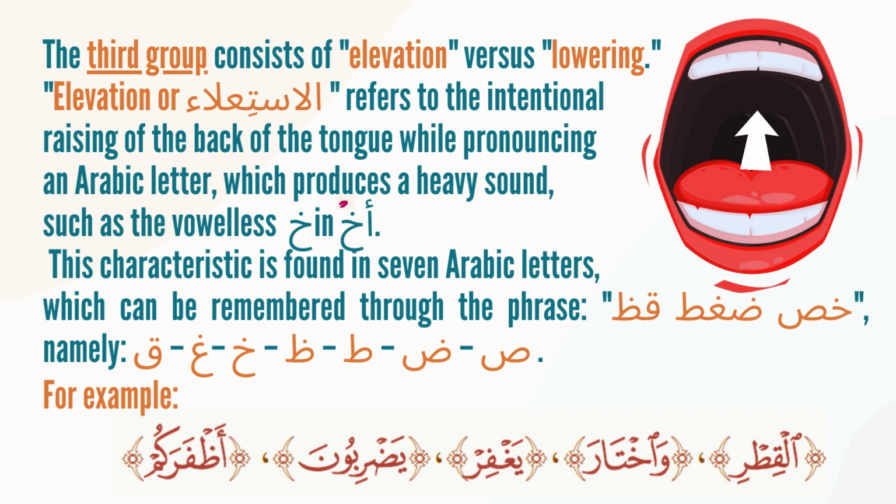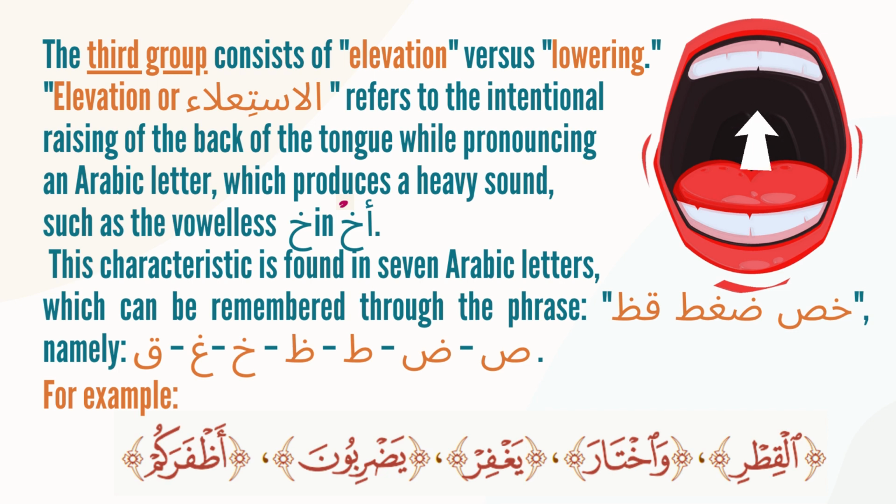The elevation or al-istila refers to the intentional raising of the back of the tongue while pronouncing an Arabic letter. As you can see in the picture, the back of the tongue is up towards the roof of the mouth, and we do this intentionally or purposely. This is intended. It doesn't happen just because of the articulation point of the letter. No, we do mean to raise the back of the tongue to make that sound of this letter heavy, which produces a heavy sound, such as the vowel kha in akh.